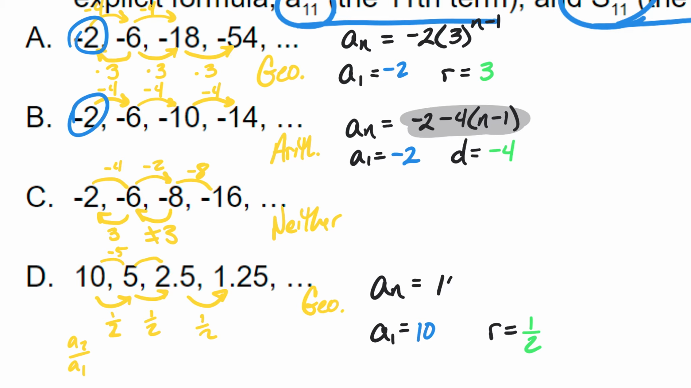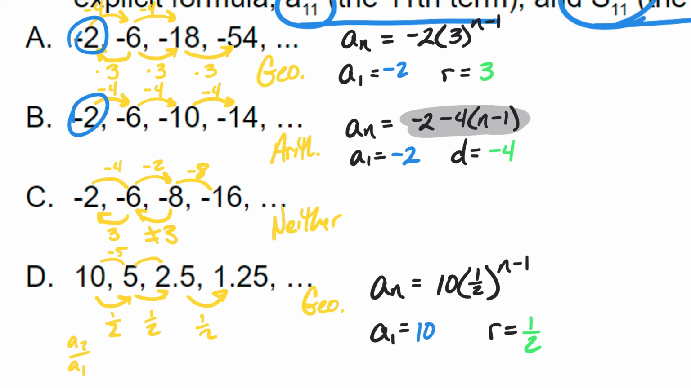We have a starting value of 10. We have a common ratio of 1/2. You could have put 0.5 as well. Calculator doesn't care. And then n minus 1. Remember, the n minus 1's purpose is to adjust our sequence because we are not starting our counting at 0. So our formula needs this adjustment.